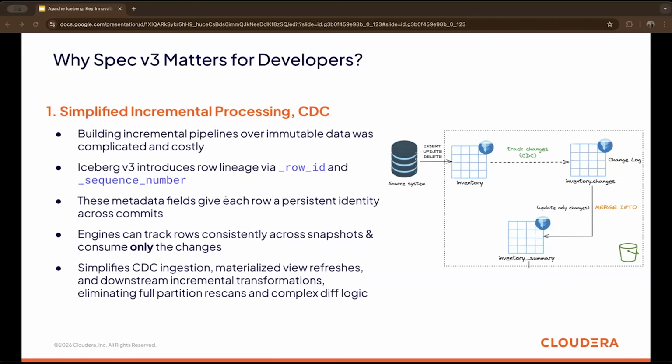So for developers, this is a direct and practical impact, right? One, CDC becomes simpler, because pipelines can now consume only the changed rows. Materialized view refreshes no longer require a complete refresh and stuff. And downstream incremental processing becomes a little easier, because imagine you had to reprocess this entire volume of data that you had in your data lake without knowing what has changed. Uber is a great example of that.